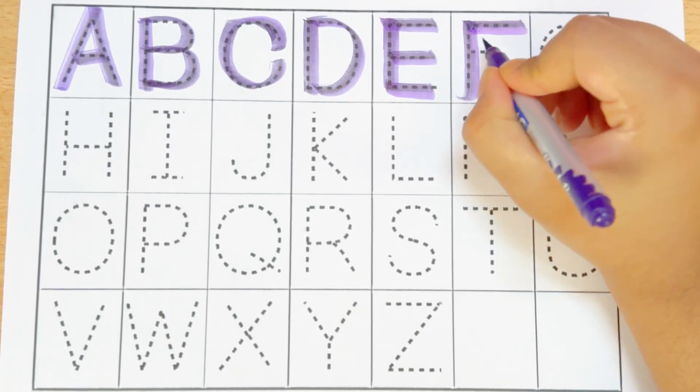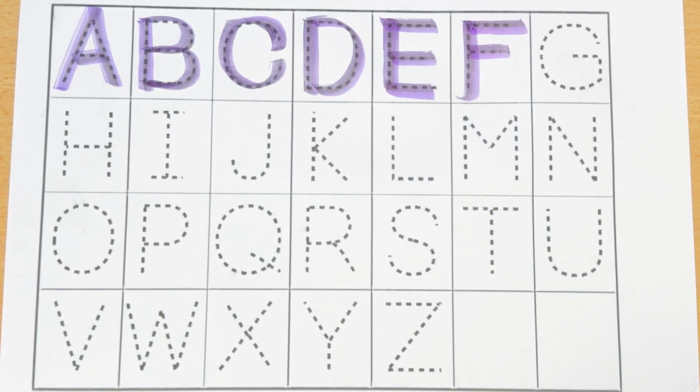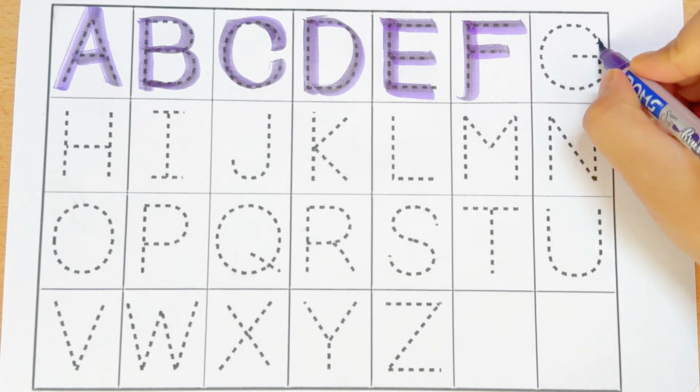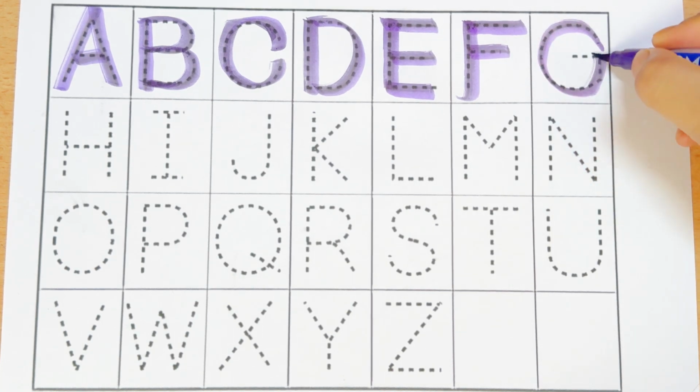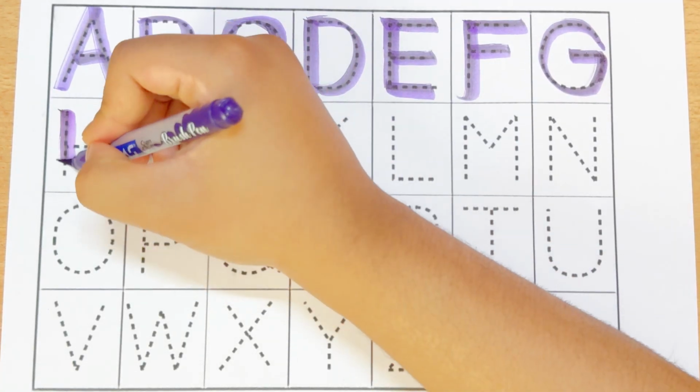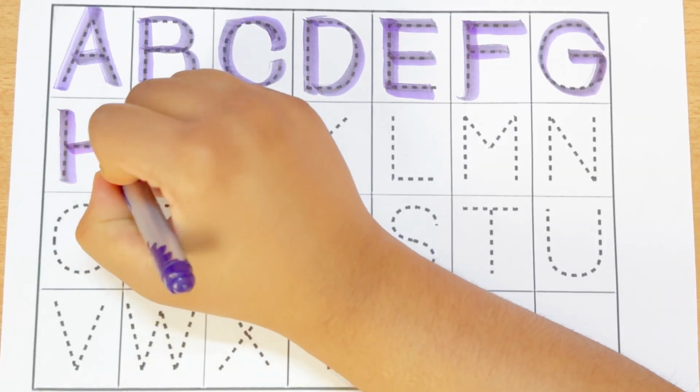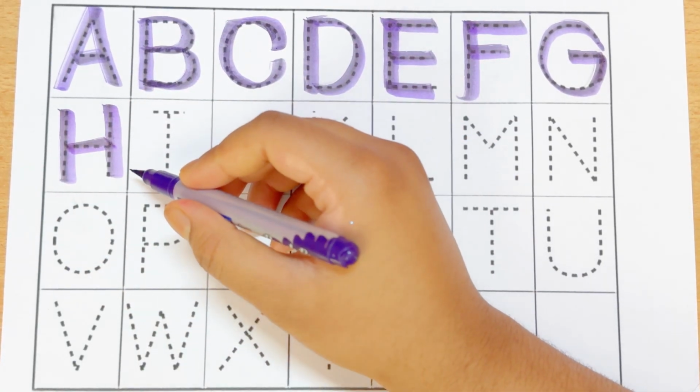F. F for family. F for fruit. G. G for gold. G for garden. H. H for helicopter. H for house.